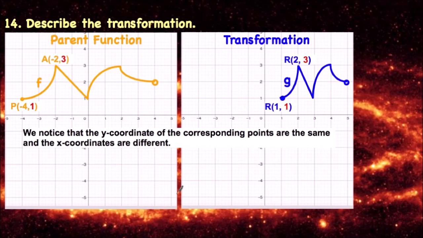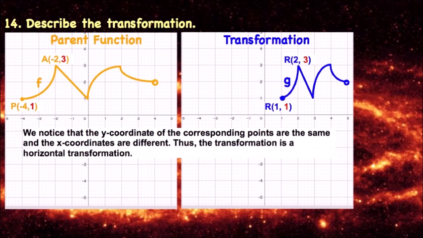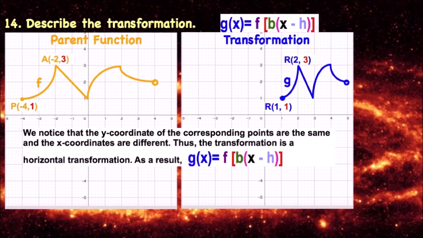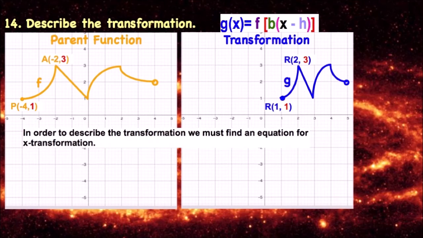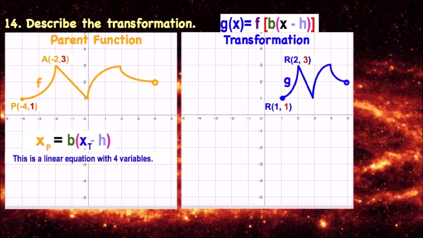We notice that the y-coordinates of the corresponding points are the same and the x-coordinates are different. Thus, the transformation is a horizontal transformation. As a result, g of x equals f of b times the quantity x minus h. In order to describe the transformation, we must find an equation for the x transformation. The argument of the parent function must equal the argument of the transformation. x parent equals b times the quantity x transformation minus h.